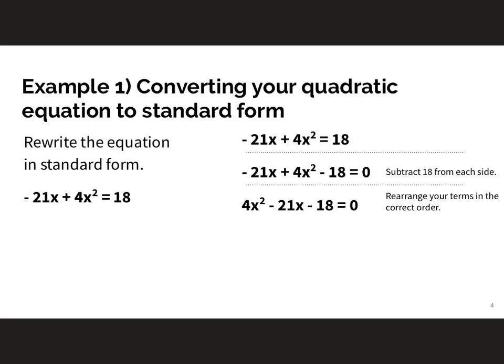So let's look at this. If we were given negative 21x plus 4x squared equals 18, right off the bat, I can tell that this isn't in standard form, right? I notice that my x squared term is actually second, and I notice that my constant on the right-hand side of my equation isn't 0, it's 18. I need to change this to be a 0 so that I can actually solve this equation. So what I want to do is subtract 18 on both sides, just like how I did over here. And then I want to rearrange the terms so that it's in standard order. So this 4x squared term should come first, this x term should come second, and this constant should stay last, and this should all equal 0.